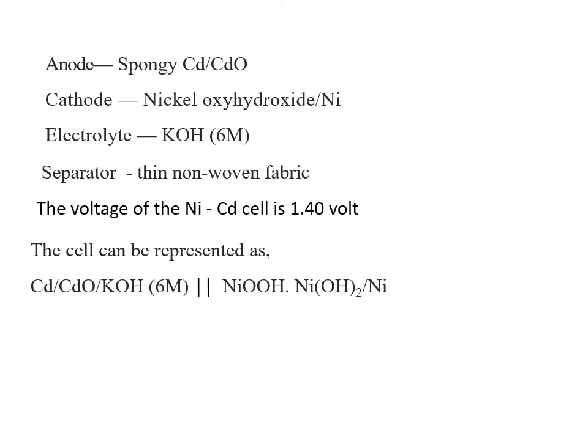In a nickel cadmium battery, the components are: anode, spongy cadmium oxide; cathode, nickel oxyhydroxide, nickel; electrolyte, KOH 6 molar; separator, thin non-woven fabric. The voltage of a NiCd battery is 1.4 volts. The cell can be represented as: cadmium oxide | KOH 6 molar, salt bridge | NiOOH, NiOH twice, Ni.